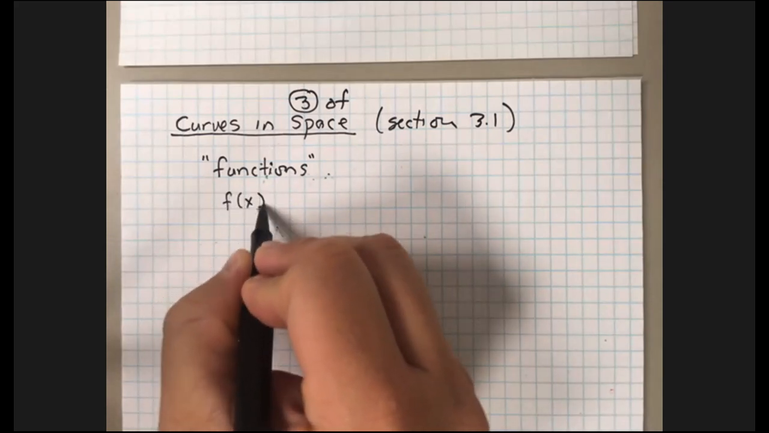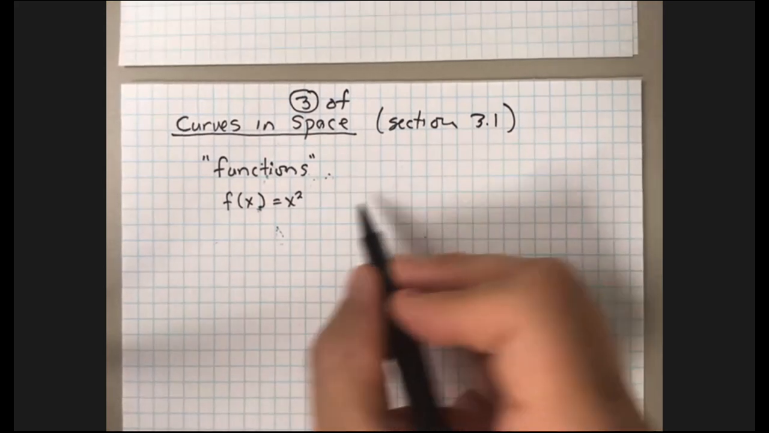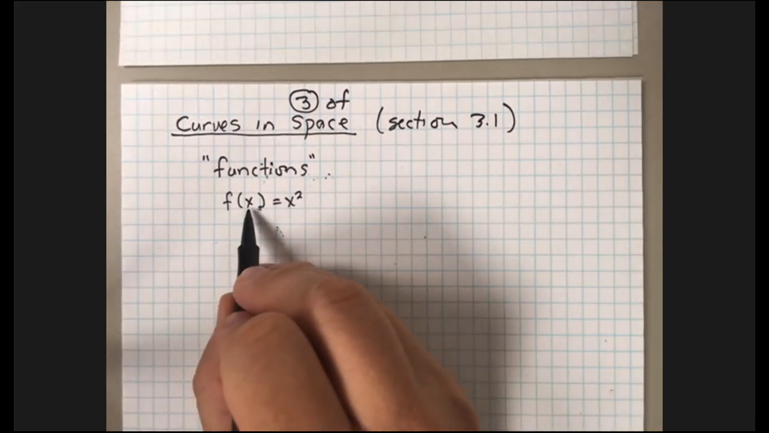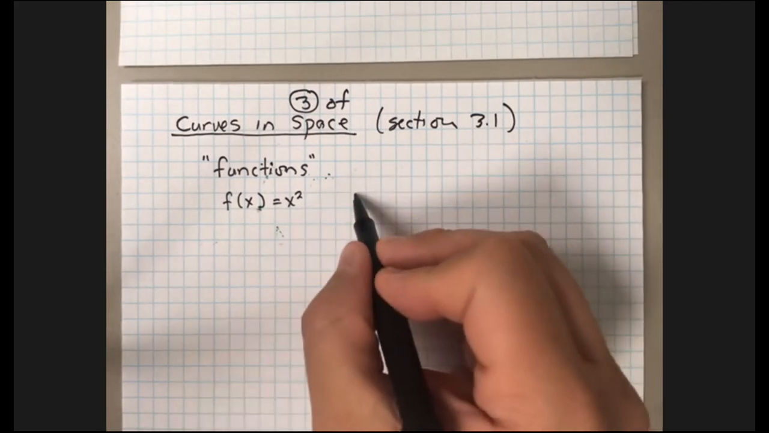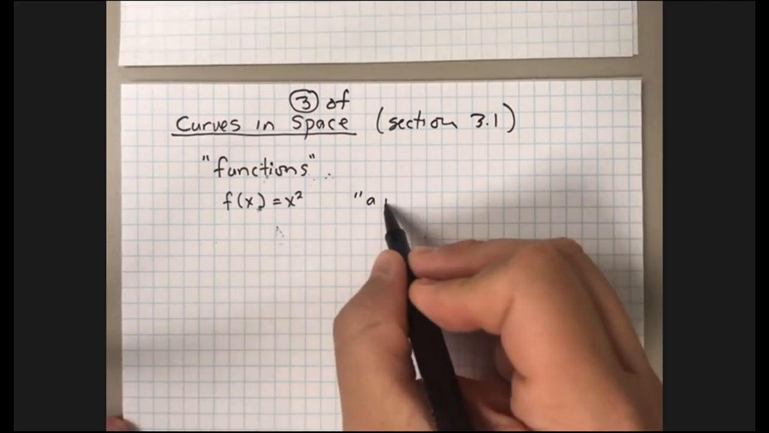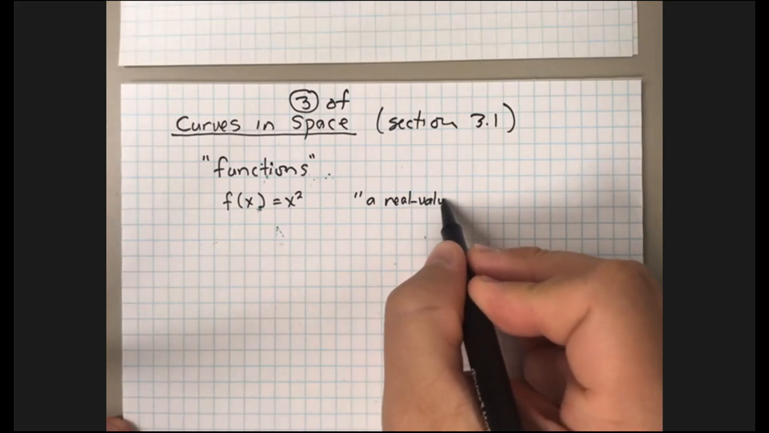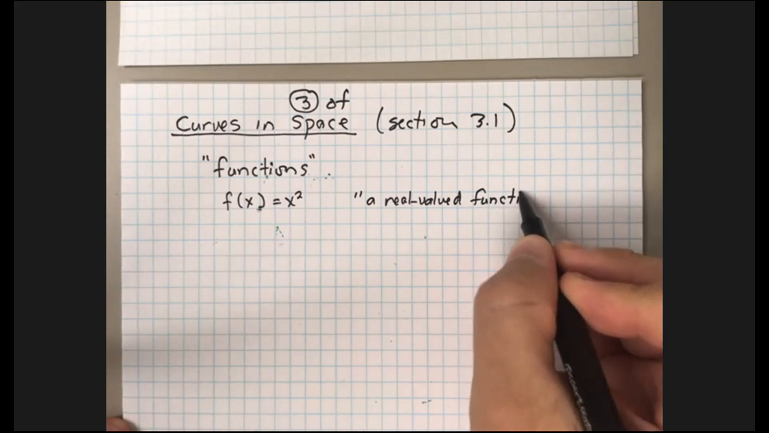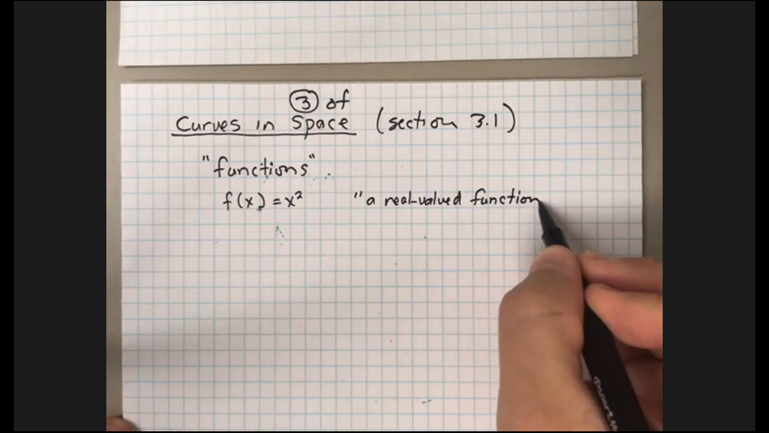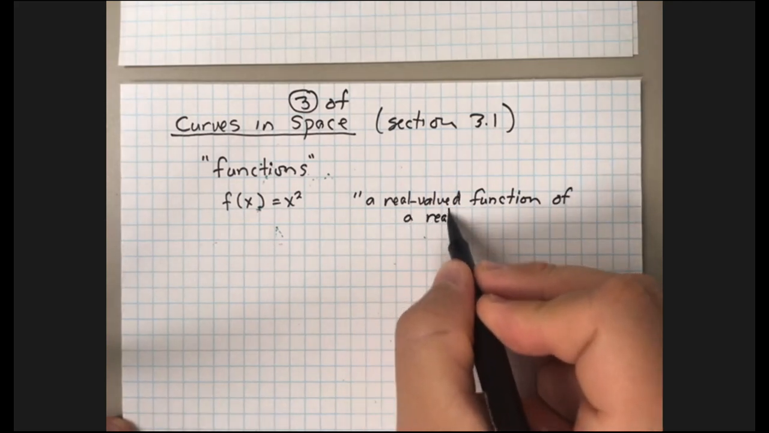Like, for example, f of x equals x squared, the very first function anyone ever showed you. That's real variable in, real variable out. You put a number in, you get a number out. For that reason, people say that this is a real valued function. That's the number you get out of a real variable.